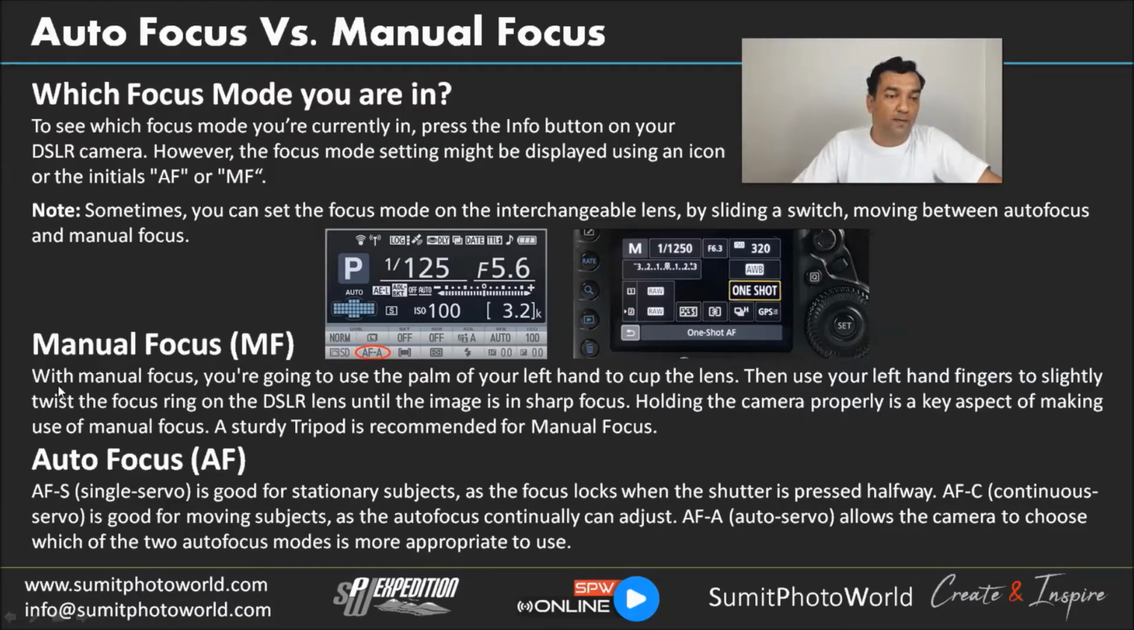Manual focus is denoted as MF. With manual focus, you are going to use the palm of your left hand to cup the lens. So we have to hold, make our palm like this and put the camera like that. That's how we give more stability to our camera. Then use your left hand fingers to slightly twist the focus ring on the DSLR lens until the image is in sharp focus. So it's all about doing manual focusing. Here we are not letting the camera decide which is the sharpest focus point. We are deciding. So holding the camera properly is the key aspect of making use of manual focus.